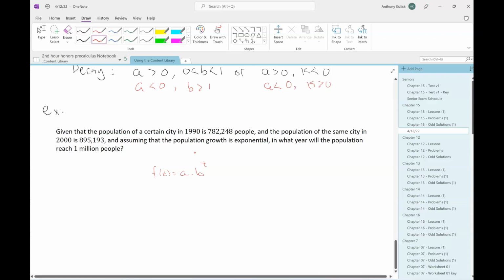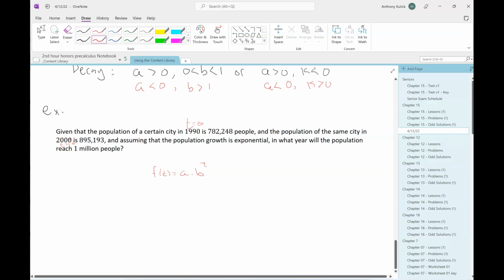So here's the neat little trick that I'm going to do. Right now it looks like I have 2 points, 1990, 782,000, yada, yada, yada, and a second point of 2000, 895,000, yada, yada, yada, right? Which means I'd have to do that long solve the system process. Here's what I'm going to do. I'm just going to say 1990 is the same thing as year 0, which makes the year 2000 the same as year 10.